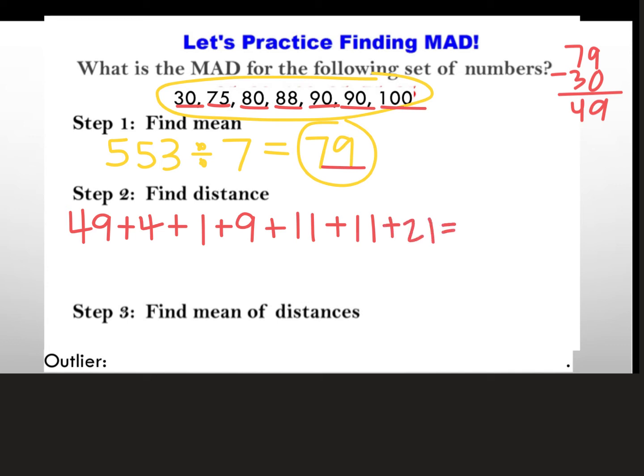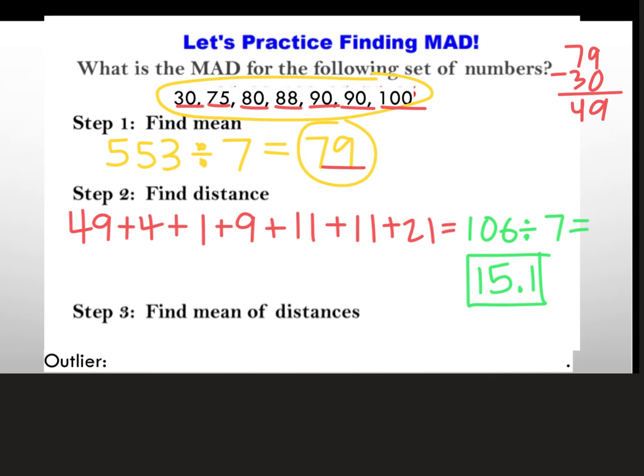Step 3 is to add up all of these numbers, divide by how many you have, in order to find the mean of these distances. So add them all together. You should get 106. Then we're dividing by the amount of data pieces we have, which is 7. 106 divided by 7 should get you a MAD of 15.1.